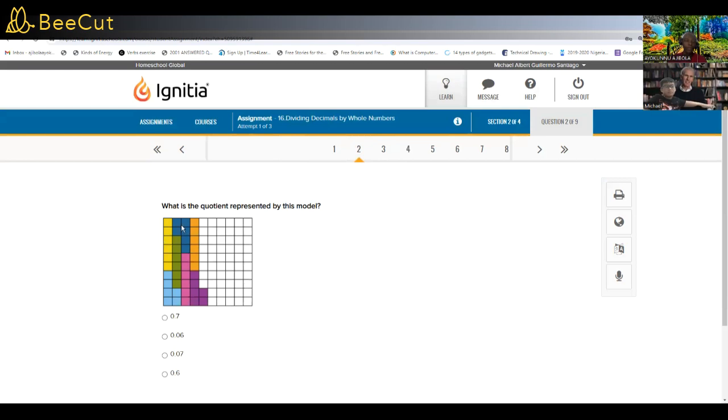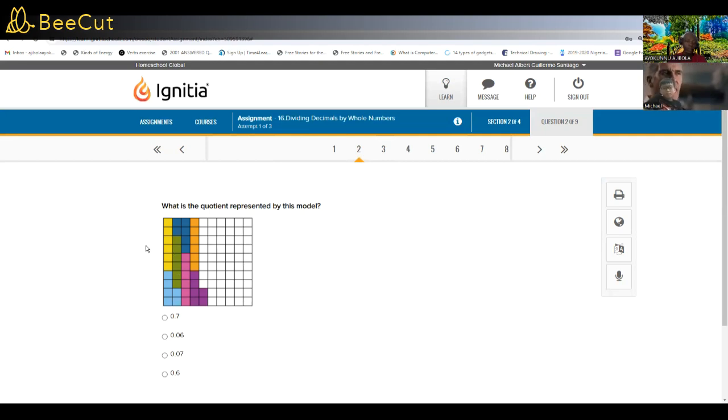How many square boxes were shaded here? We have 1, 2, 3, 4. That's 42 out of 100, so that is 0.42. Now, divided into how many groups, Nikki? Let's count the colors. How many groups can you see there? This is 1, 2, 3, 4, 5, 6, 7. So that is 0.42 divided by 7, okay? Is that clear?